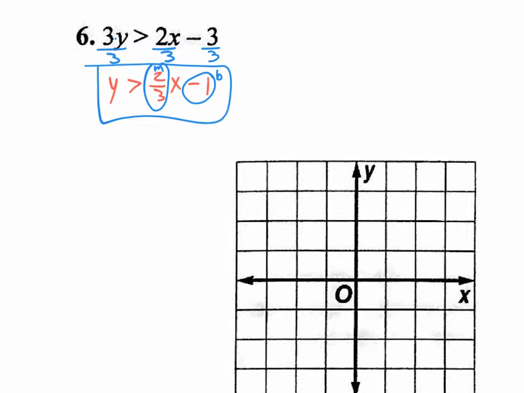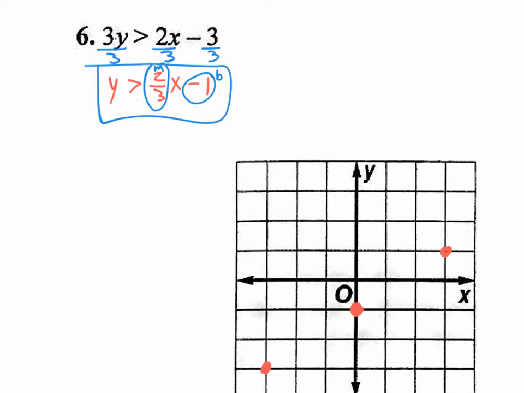It crosses at -1. So let's put a dot at -1. From that point, I go up 2 over 3, and I put a dot right there. Again, I went up 2 over 3. Now, if I want to go backwards to extend the line this way, I could go over 3 this way and down 2, over 3 this way and down 2. And that will help me extend the line as far as I need to extend it.